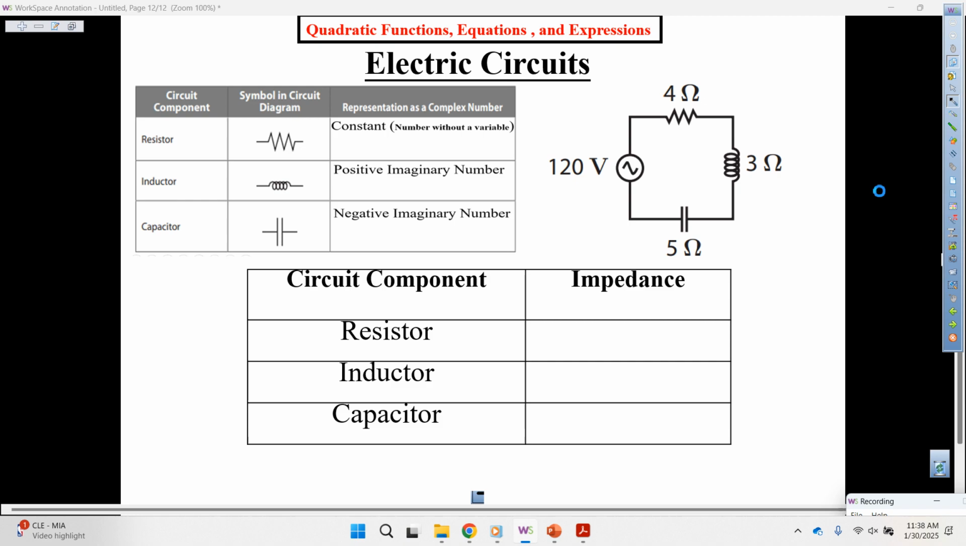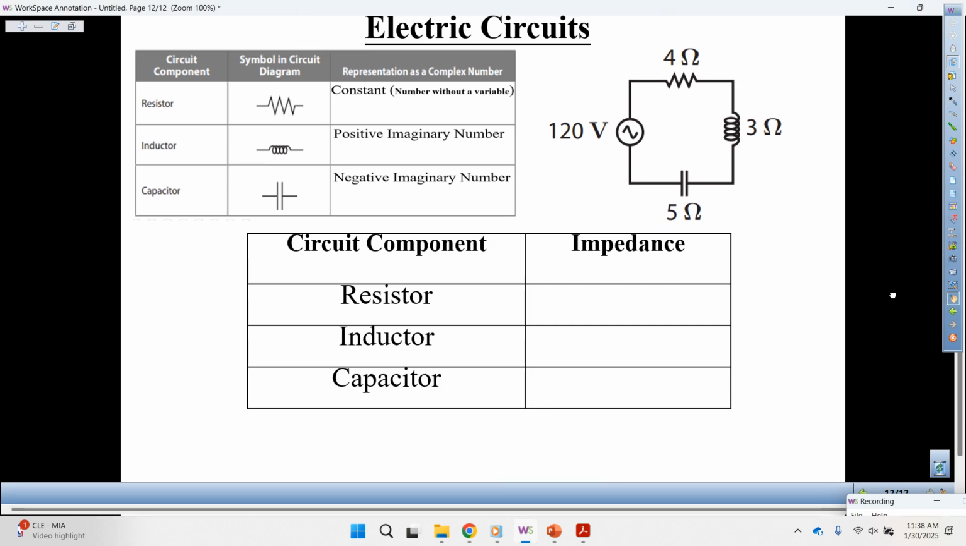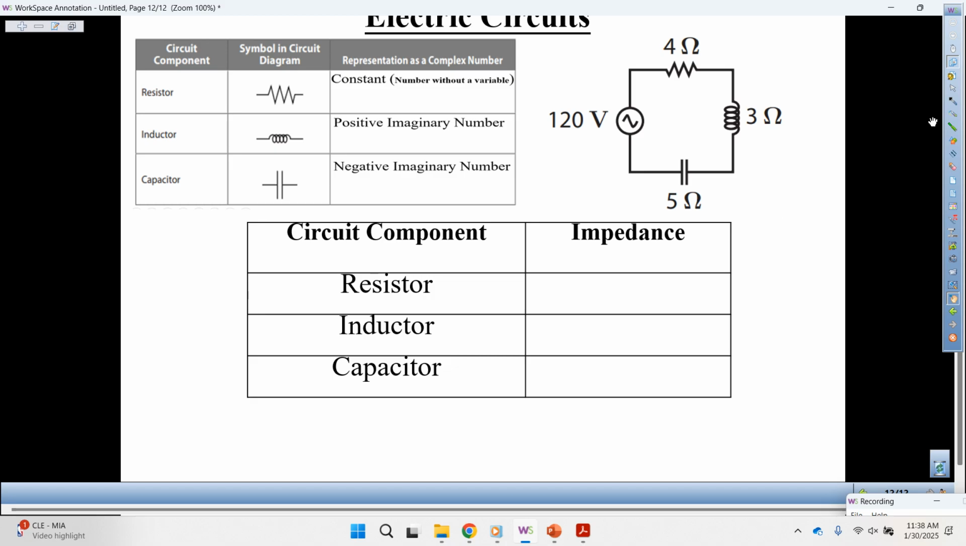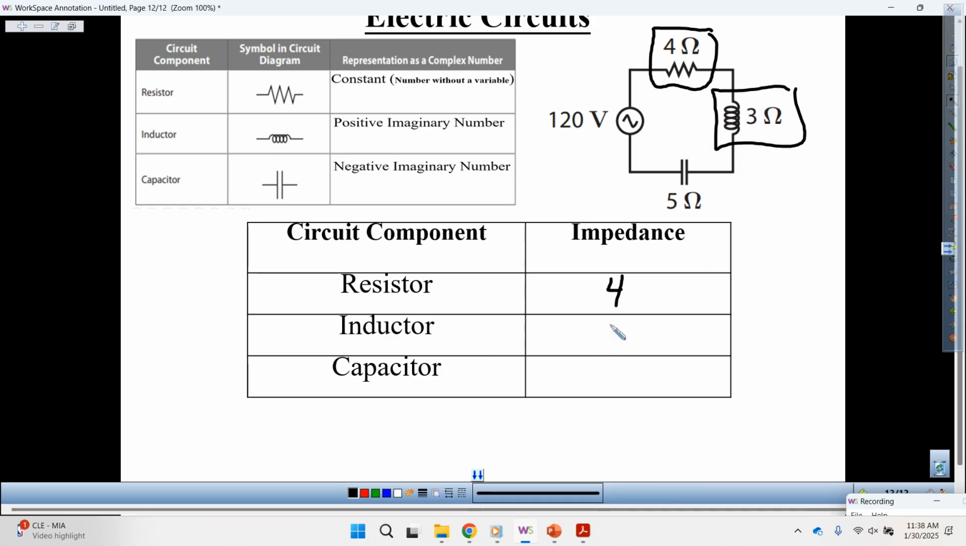All right. Start with Enrique. What would I write for resistor, Enrique? The resistor being right here. 4. Hands if you agree with that. That is correct. So, what would I write for inductor, Edwin? 3I. Hands if you agree with that. That is correct. And of course, lastly, we have capacitor here. I would write negative 5I. Are we there so far?